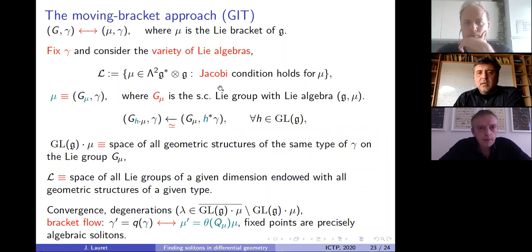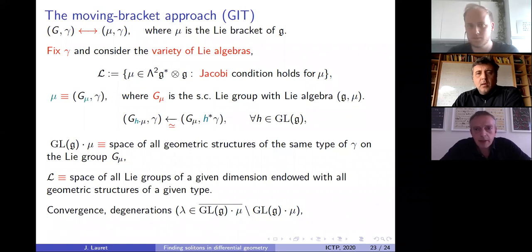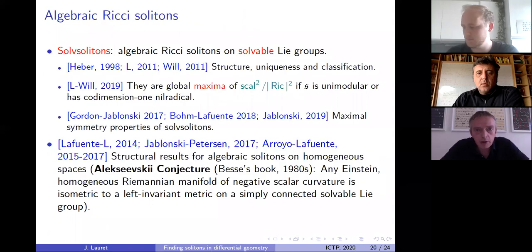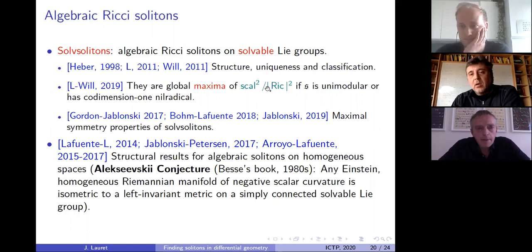I don't know if I understood the question. You mentioned the algebraic solitons. Yeah, they are global maxima, so they are as close as possible to being Einstein. Because this functional is always less than or equal to the dimension n, and equality holds if and only if it's Einstein. So you are as close as possible.